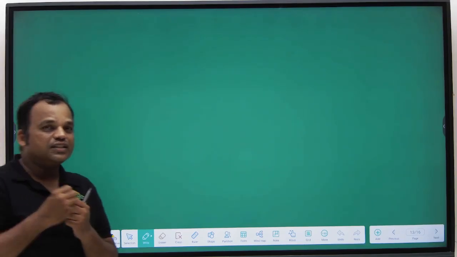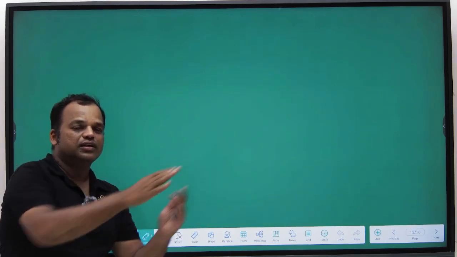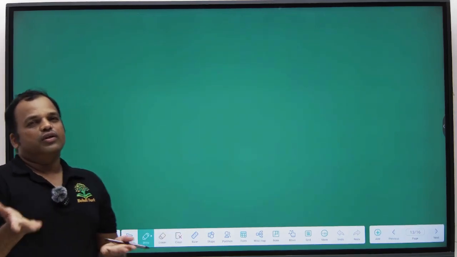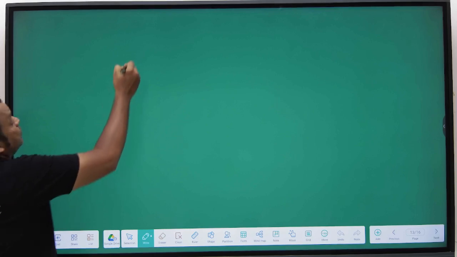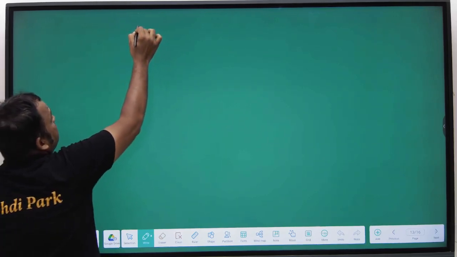And when direction is involved, rightward, leftward, we call it velocity, right? It becomes a vector quantity. So what is velocity? It is a vector quantity.